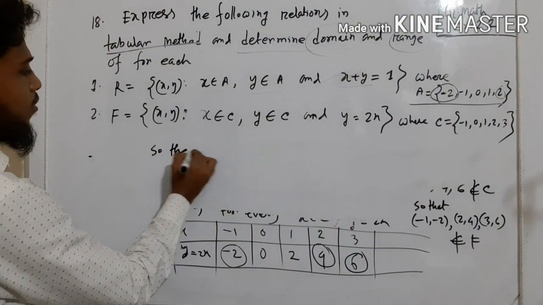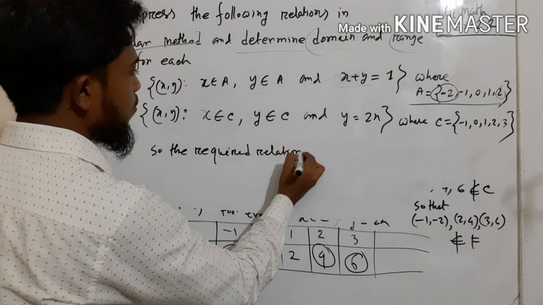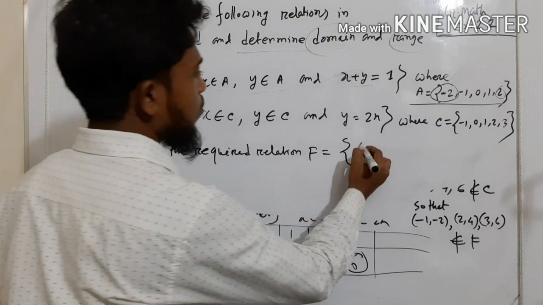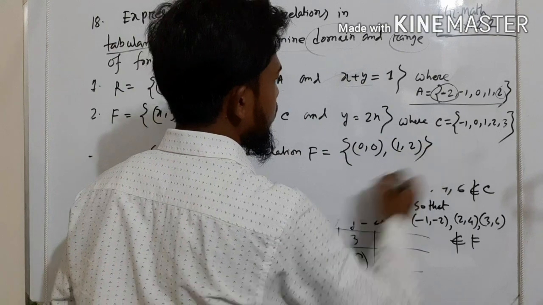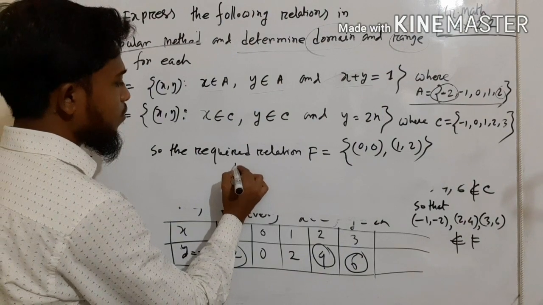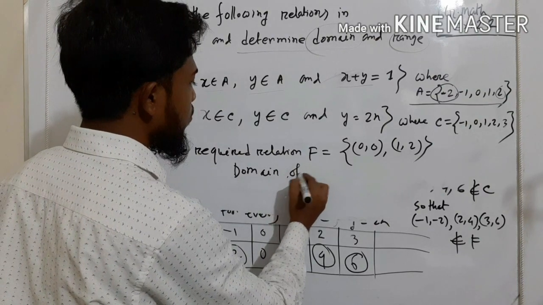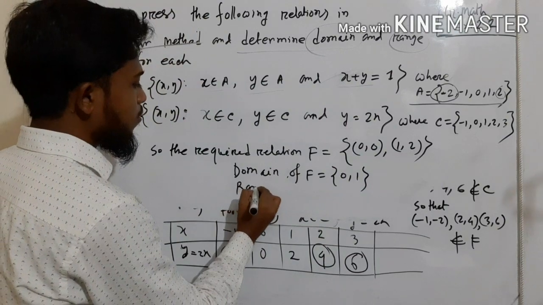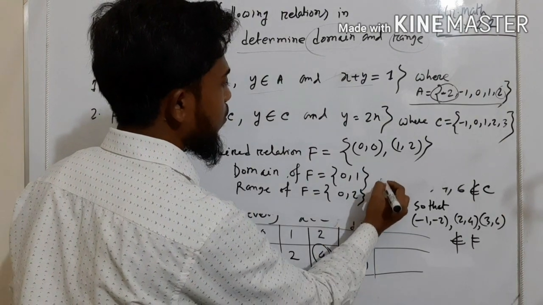So the relation F equal to 0, 0 and 1, 2. So the domain of F equal to 0, 1 and range of F equal to 0, 2. This is our answer.